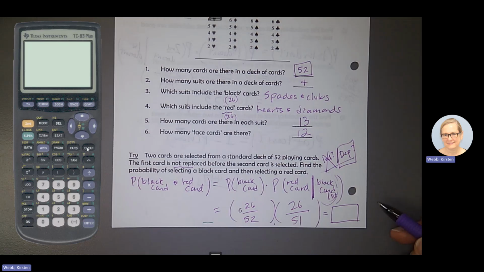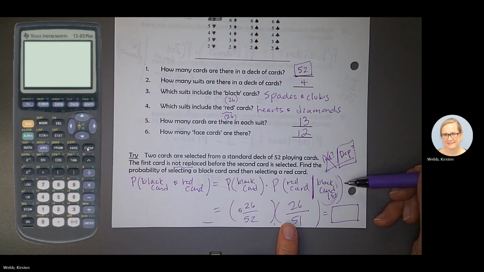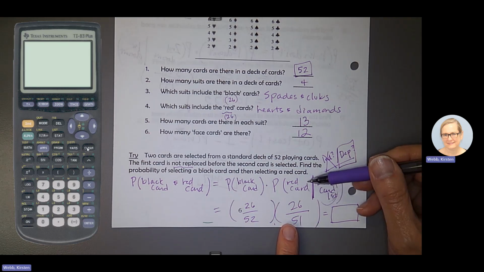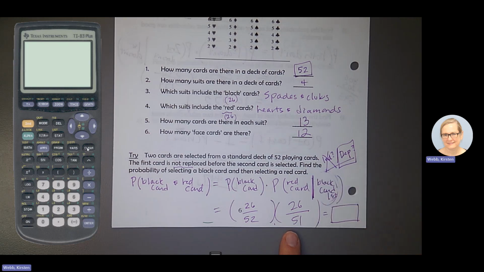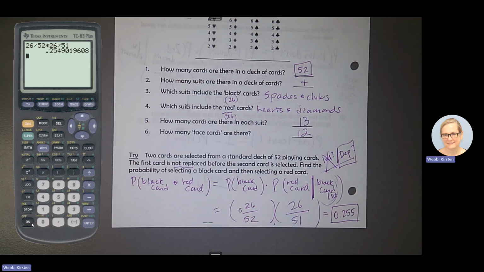26 out of 51. Yeah. So that's a little different than last time, right? Last time the top number went down one and so did the bottom number. But this time the top number didn't go down because we're talking about a different color. Assuming the first one was black, there's still 26 red cards. But we do have one less total number since we kept a card out. Looking like 0.255 when it's all multiplied and rounded.